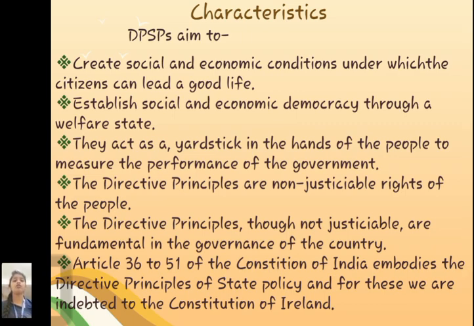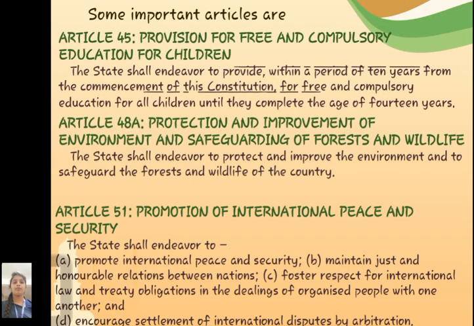Coming to the next, some important articles for us in our curriculum are article number 45, 48A and 51. Coming to article number 45, provisions for free and compulsory education for children. The state shall endeavour to provide, within a period of 10 years from the commencement of this constitution, free and compulsory education for all children until they complete the age of 14 years.